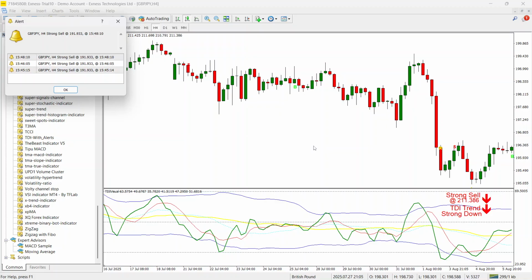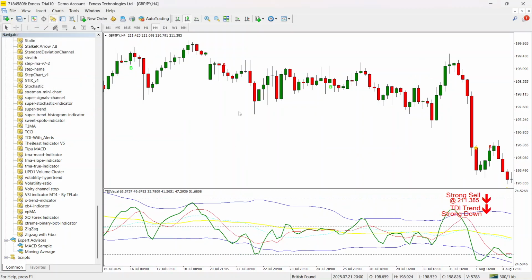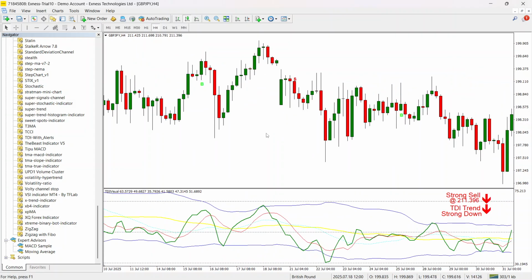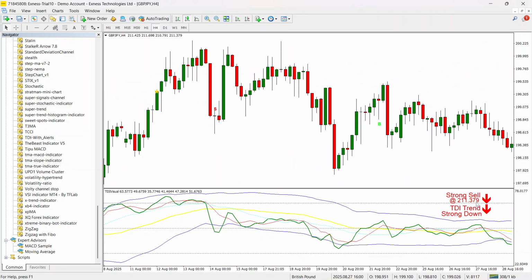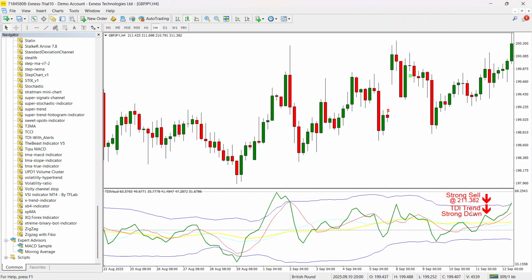Now, who is it for? The TDI with alerts is for traders who want a single combined view of trend, momentum, and volatility with clear signals and automated notifications. As you can see over here, it shows a strong sell at 211.373, and TDI trend shows a strong downward momentum.